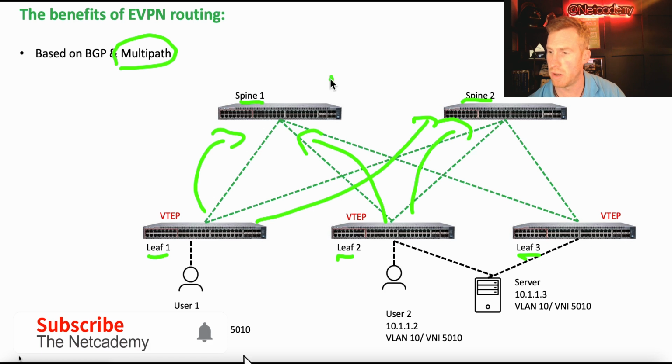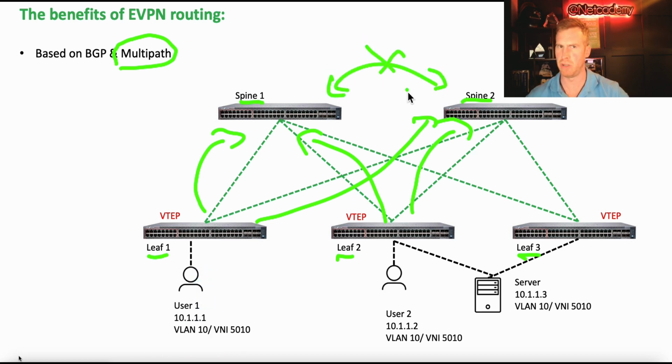The spines do not have any connection to one another because this is what's referred to as a spine leaf deployment. If this was a spine only deployment, there would be a connection between the spines for management purposes. But also note there's no connection between the leaves. So no leaf is directly connected to another leaf. No spine is directly connected to another spine.